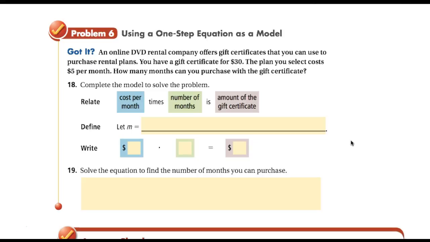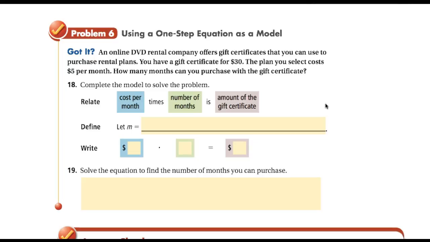Alright, last page. Problem 6, using a one-step equation as a model. So again, always the important thing here is, can I apply this in the context of a word problem? An online DVD rental company offers gift certificates that you can use to purchase rental plans. Does anybody do gift certificates anywhere? You have a gift certificate for $30. Awesome. The plan you select costs $5 per month. How many months can you purchase with the gift certificate?